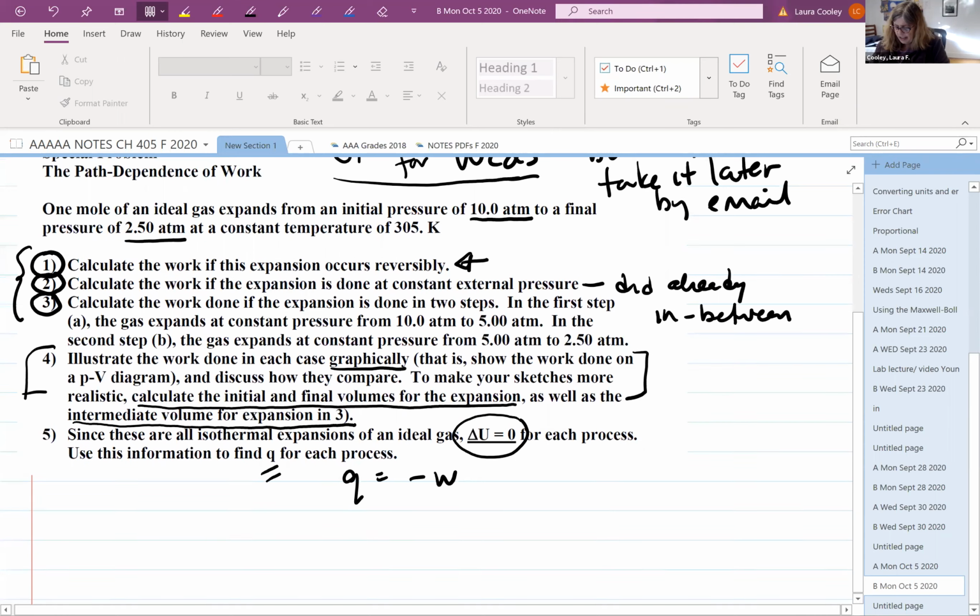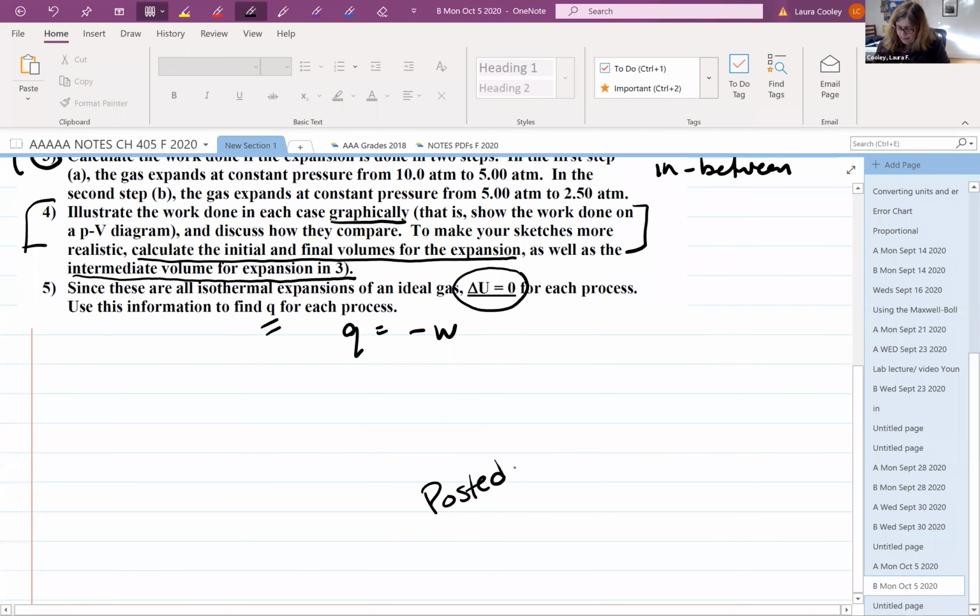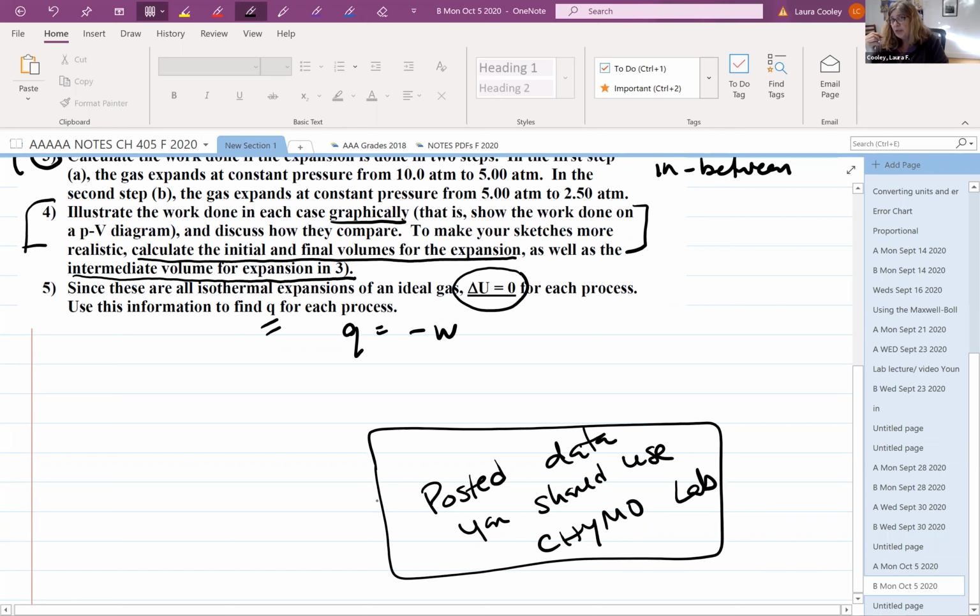And I did post the data that you should use for working on that CHIMO lab. I even posted that for the in-person students, because everyone's doing that lab as a dry lab. And everyone got the email I sent this weekend and the corrected stuff? Okay. If anyone had any questions about that, you can hang out. I'll talk to you after if anything wasn't clear.